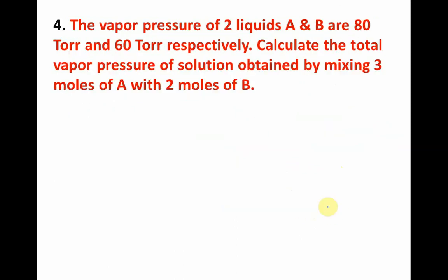Okay students, coming to the last part of today's class. The vapor pressures of two liquids A and B are 80 torr and 60 torr respectively. Calculate the total vapor pressure of the solution obtained by mixing 3 moles of A and 2 moles of B. Then the mole fraction of A is equal to the number of moles of A by the number of moles of A plus the number of moles of B, that is 3 divided by 3 plus 2. 3 plus 2 means 5. 3 by 5 means 0.6. Then what will be the mole fraction of B? That is equal to 0.4.